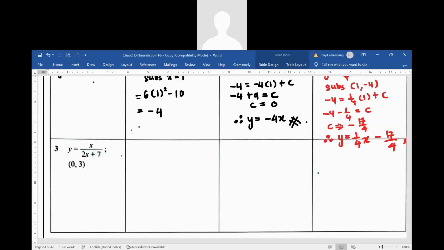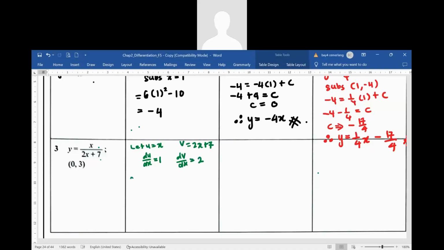Okay, this one. y equals x over 2x plus 7. If you see at first glance, you already recognize that I'm going to do the quotient rule for this. There is no other way to do this according to your syllabus. Right. So let u equal x, so du/dx is equal to 1. v equals 2x plus 7 and dv/dx is equal to 2.